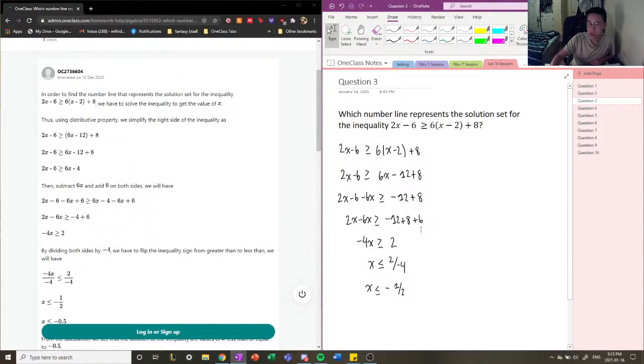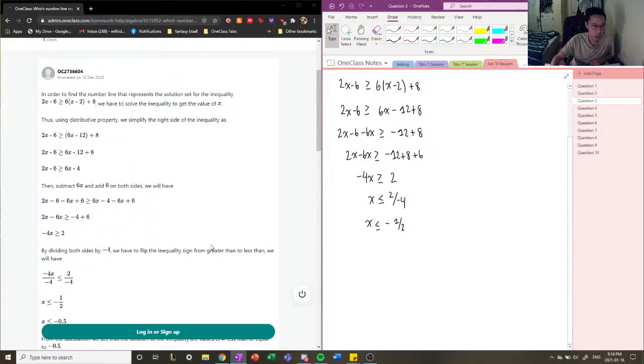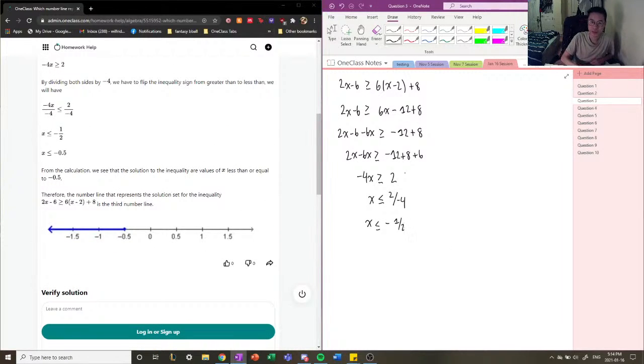Okay, so this inequality that we have here is the same thing as this inequality. We just basically simplified everything and organized it in a way that is easier to interpret. So now we know what values of x will make this inequality true. Any value of x that is less than or equal to negative half is going to make this inequality true. So now, we're going to set up our number line here.